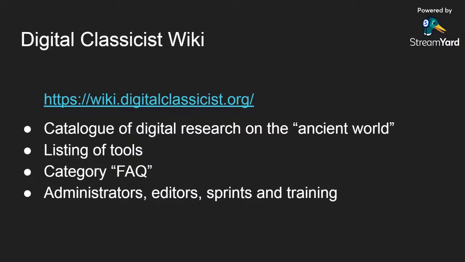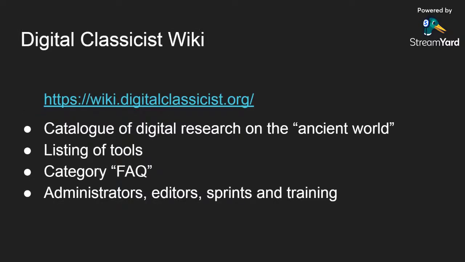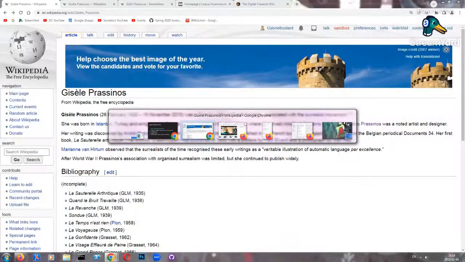project. And the community of the Digital Classicist Wiki is made up of administrators, a small number of us, which includes Paolo and Monica and myself and a couple of others. Editors, which is a very large number of people. There are people who participate as a one-off through sprints, and we also run training like this online session, but also smaller sessions where we train people to edit the wiki. I use it in my teaching with students, for example. And that was the end of what I wanted to talk about.